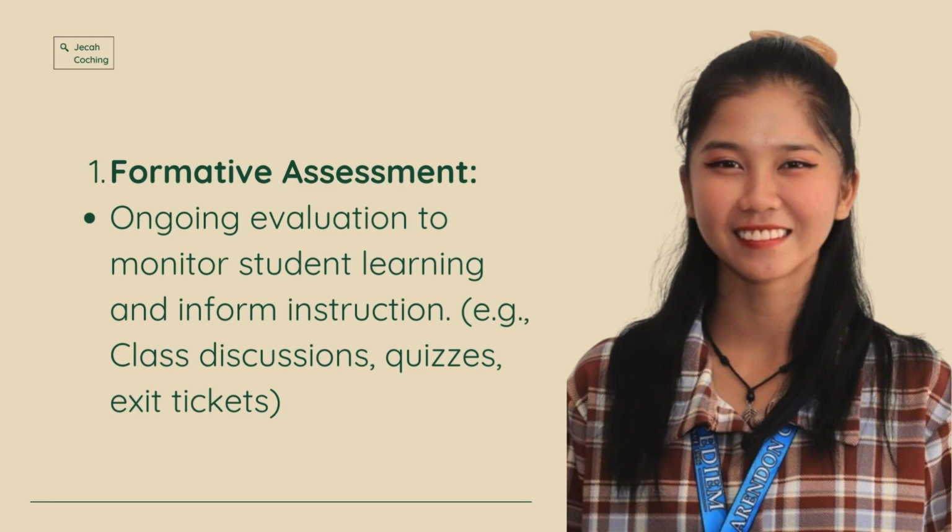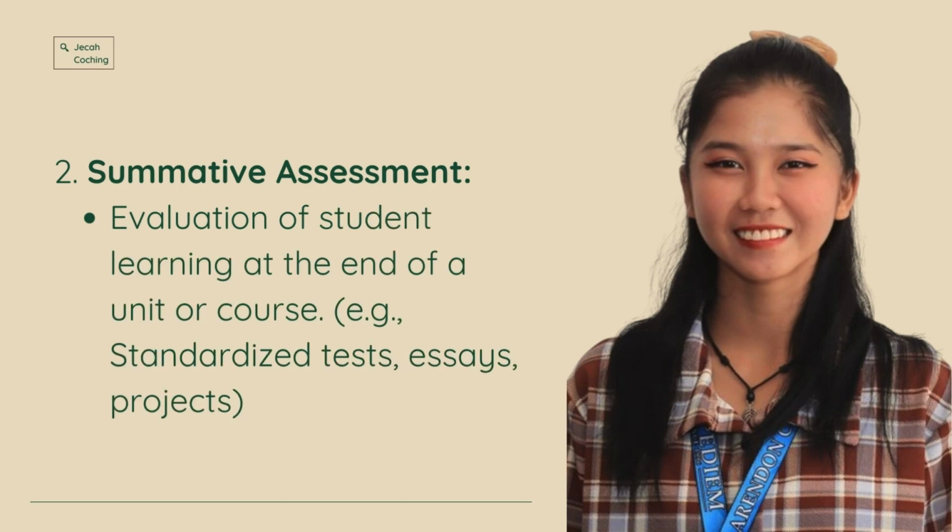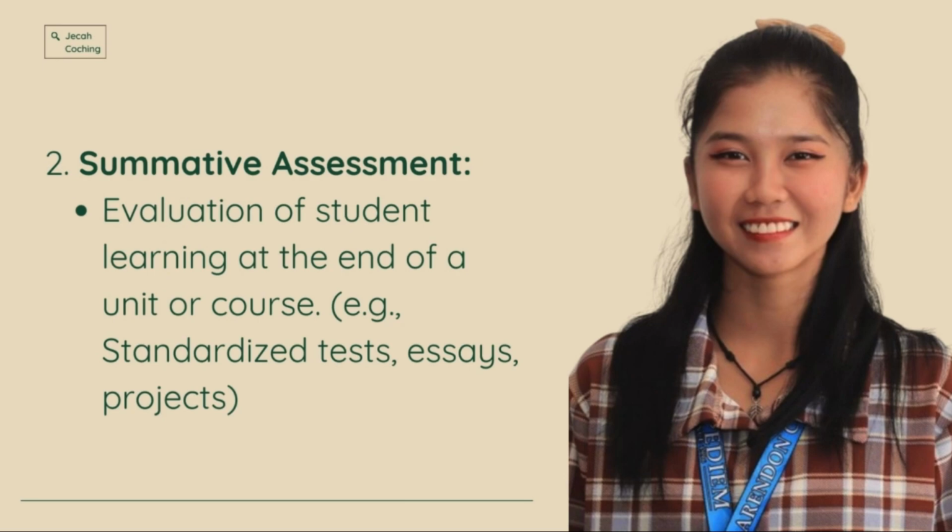Then we have the second one, which is the summative assessment. So by definition, it is an evaluation of student learning at the end of a unit or course. An example of these are standardized tests, essays, or projects. So this summative assessment happens at the end of a big chunk of learning, like after a unit or at the end of a course. It's the kind of assessment that sums up what students have learned overall. Examples include standardized tests, big essays or projects, as I've said, and it's like the final checkpoint to see how well everyone has understood the material.